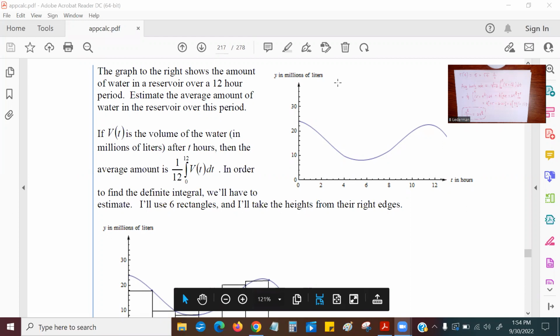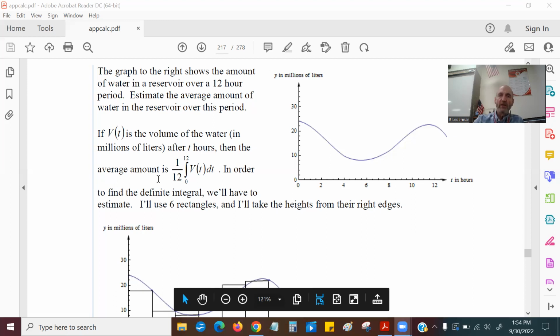Okay. So, we're over here. V of T is the volume of the water in millions of liters after T hours.